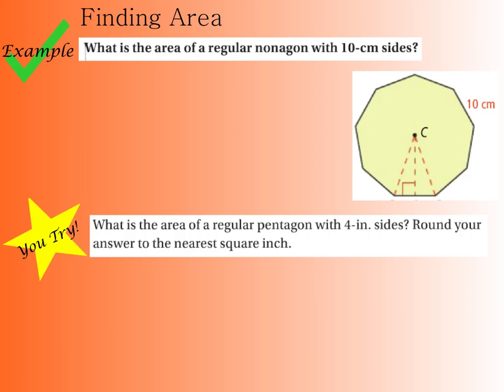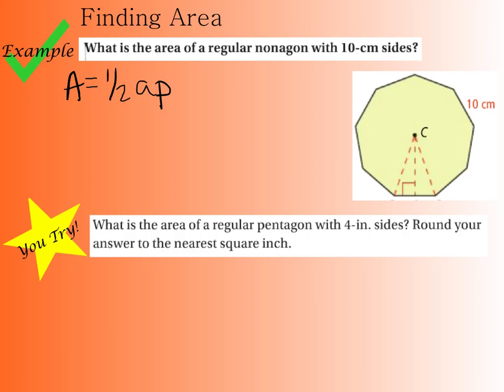So we're going to jump right into a couple of problems here. My first example is you have this regular nonagon here, and they give you the side length, but they don't tell you what the apothem is. So if you remember the formula that we learned yesterday, it's that your area equals 1/2 AP, where A is your apothem and P is your perimeter.